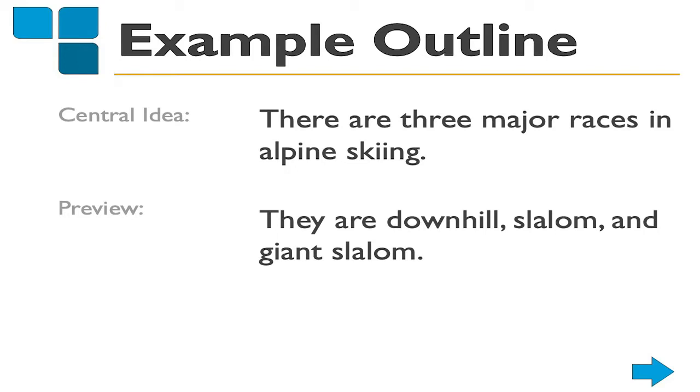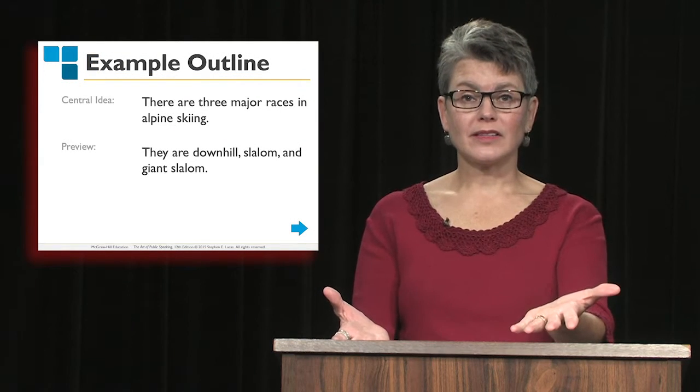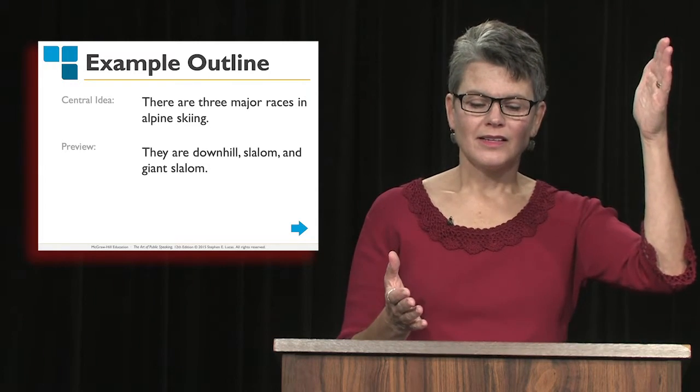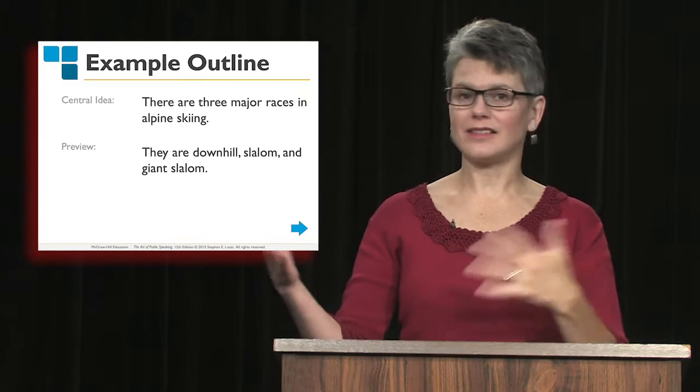There are 3 major races in alpine skiing. The reason we're using the number 3, and I bet some of you have guessed this by now, is because that's how many main points we're going to have. That's going to lead very nicely into our preview statement, which in this case, they are downhill, slalom, and giant slalom. So it's pretty obvious that my main points are downhill, slalom, and giant slalom.